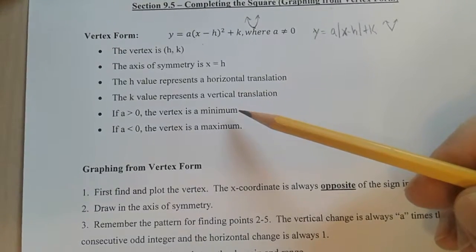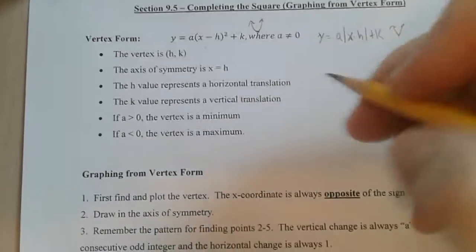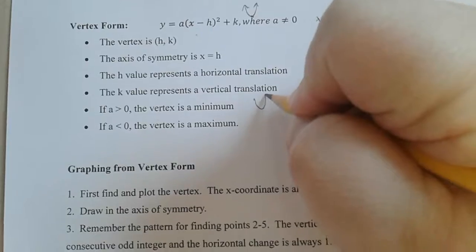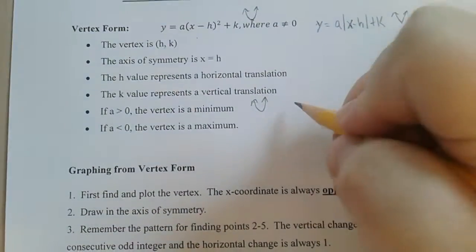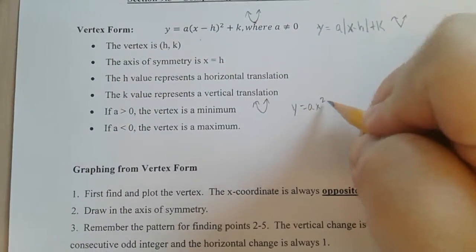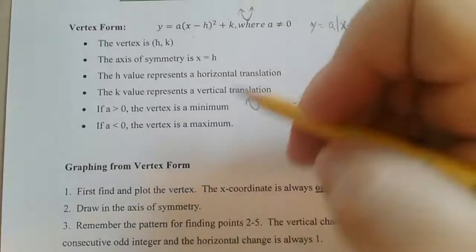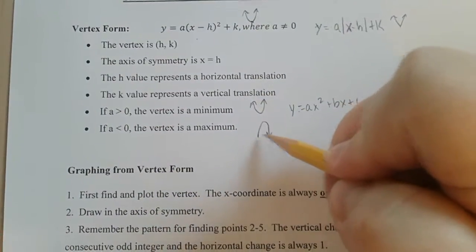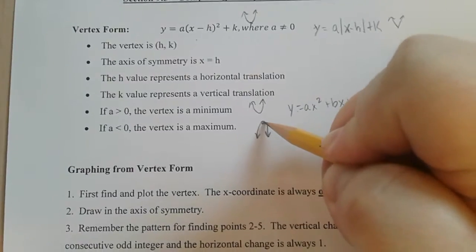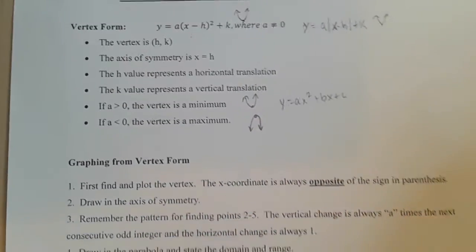If a is greater than 0, then the vertex is a minimum. That means it opens up. Same thing as in standard form: if a was positive, it opened up. If a was negative, it opens down. So therefore, that vertex would be a maximum. This vertex is a minimum.